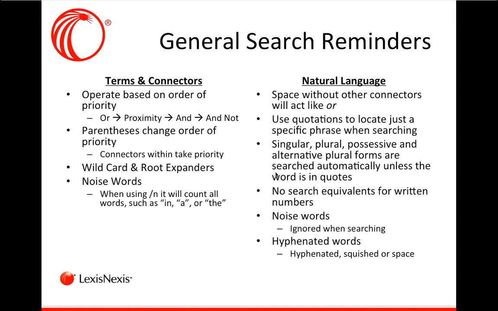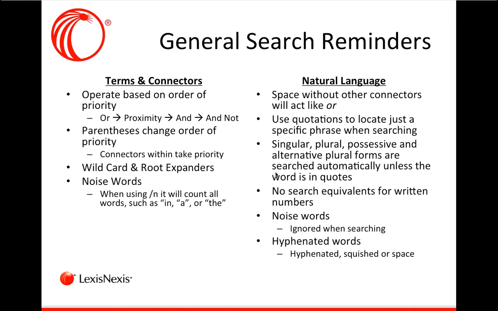There are no search equivalents for written numbers. So for example, if you were looking for the 7th circuit, if you type the number 7, TH, it will not look for the spelling of seventh. So you need to make sure that you place both of those.